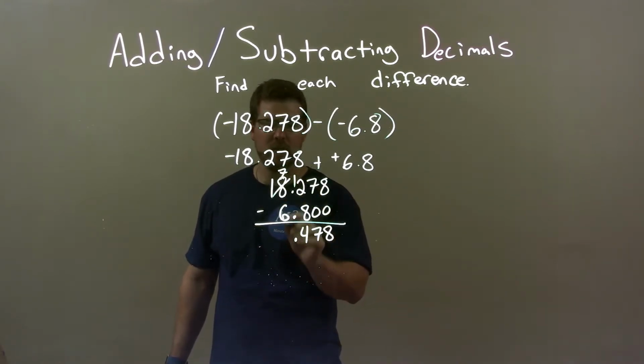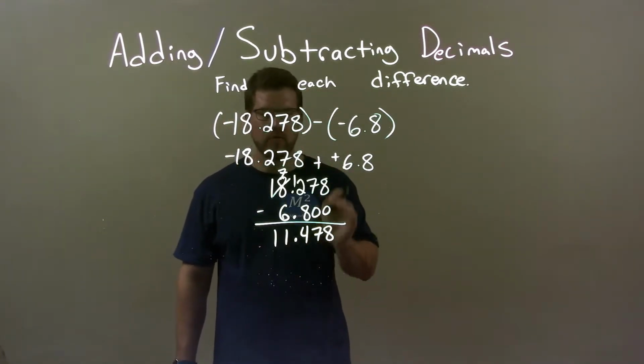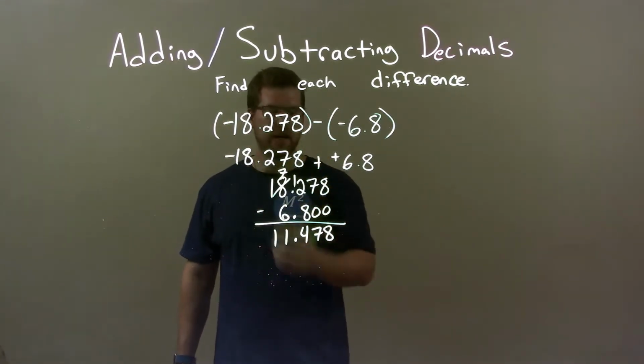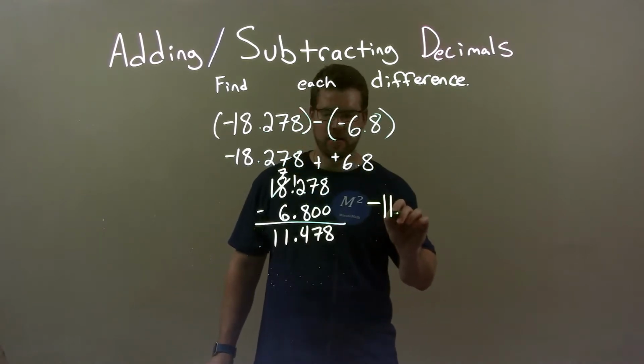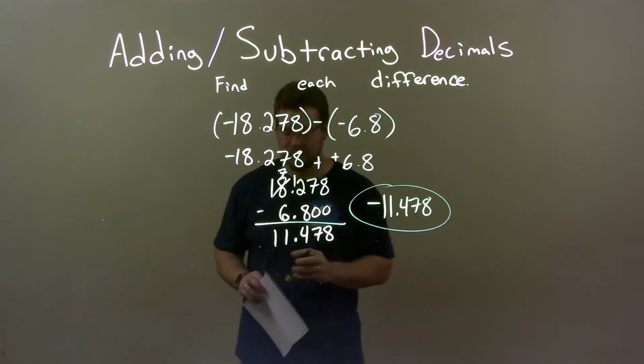Don't forget the decimal place. 7 minus 6 is a 1. And bring down that 1. And so we have 11.478. But what's tricky is we knew it had to be negative. So we put a negative there, 11.478, and there we have our final answer.